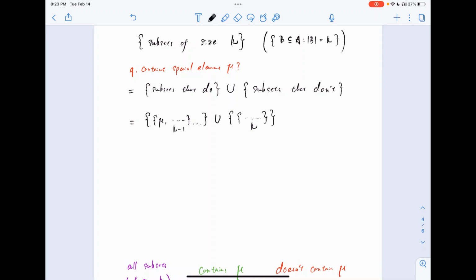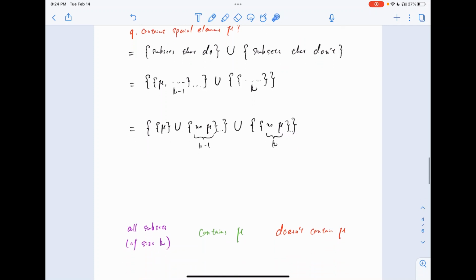Now I want to write this first term slightly differently. To form a subset that contains mu and k minus 1 other elements, I can express that as a union of a set that contains only mu and a set of k minus 1 elements drawn from the original set, which are not mu, right? And similarly, I'm just re-expressing what I had above. It's not really changed anything. I have a set of k elements and none of them is mu.